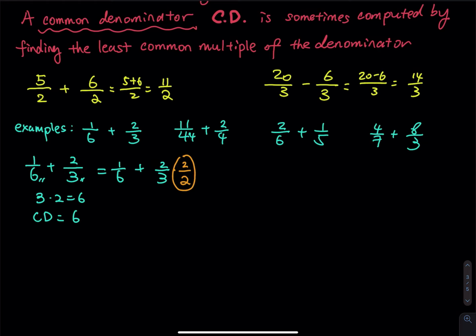Another way to say this is that the 2 over 2 is a magic one that helps me get to the common denominator. Put another way, as long as you multiply the top and bottom by the same quantity, you only change the outlook of the fraction; the quantity remains the same. So you have to multiply the top and bottom by the same quantity.